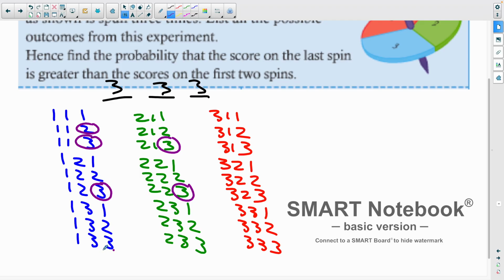How about this one right here? No, because the 3 is the same. Okay? So how many do I have that work? I have 5 of them that work. 5 of them that work out of the 27. So my probability here would be 5 out of 27.